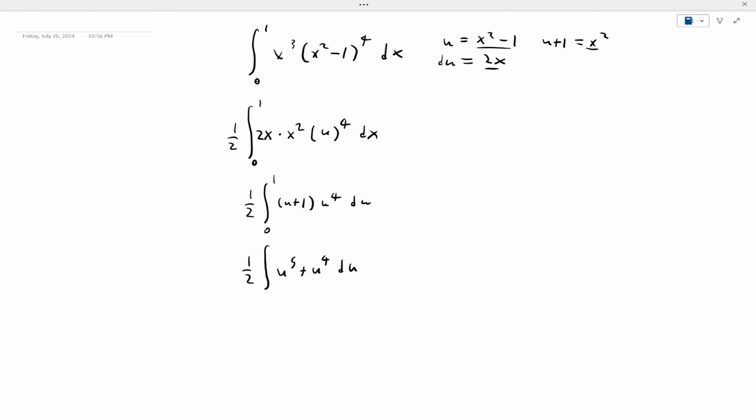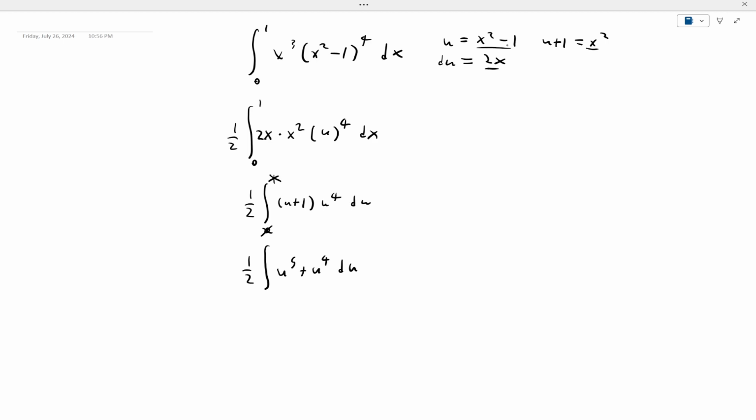I didn't want to do this until now, but these limits are actually not right. These limits are not right if we're in terms of u. So we have to plug in these limits of 1 and 0 into our formula for u, and then we'll get the proper limits of integration. Because you could find the antiderivative and then plug in your u back into terms of x, but that makes it a lot more complicated.